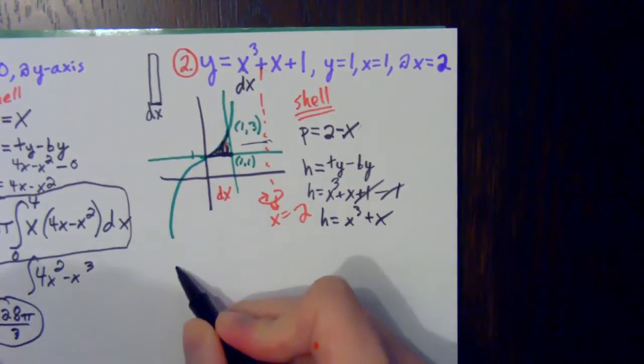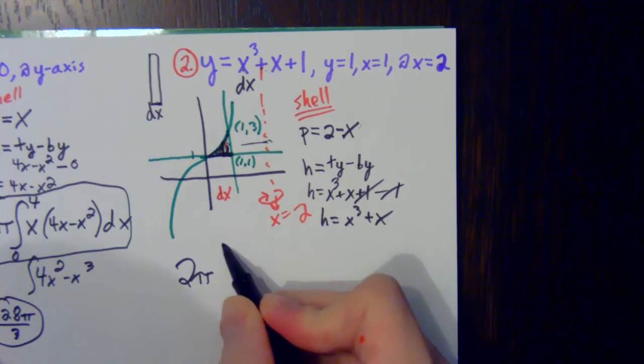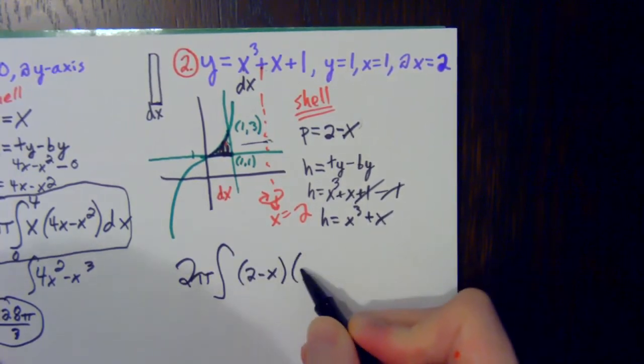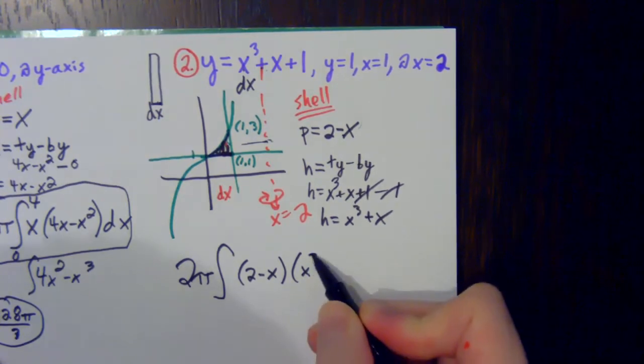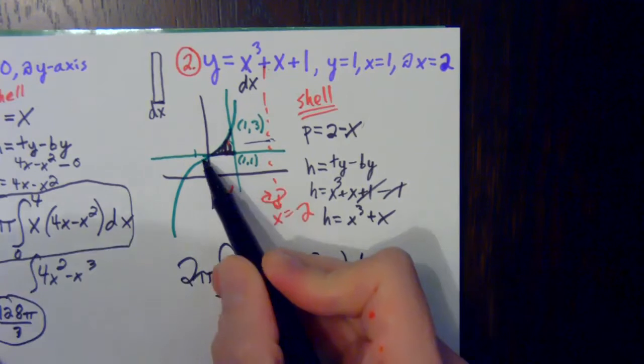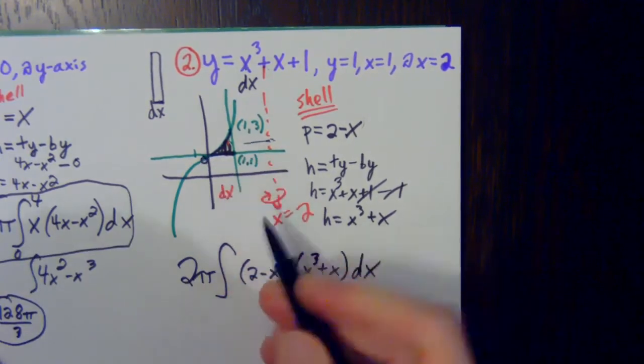And now when you set up your integral, you have a 2 pi out in front, and you're going to go p times h. So just multiply these two things together. It's a dx problem, so go left to right. You're going from x equals 0 to x equals 1.